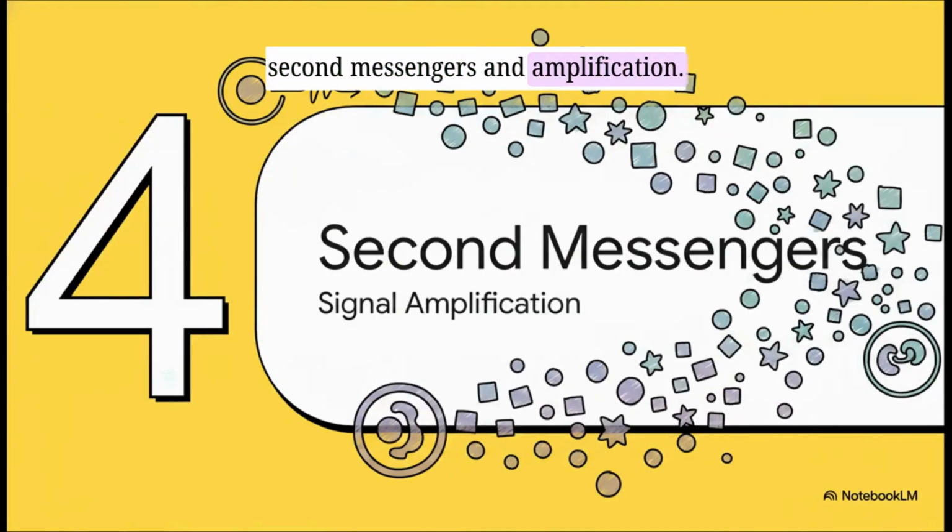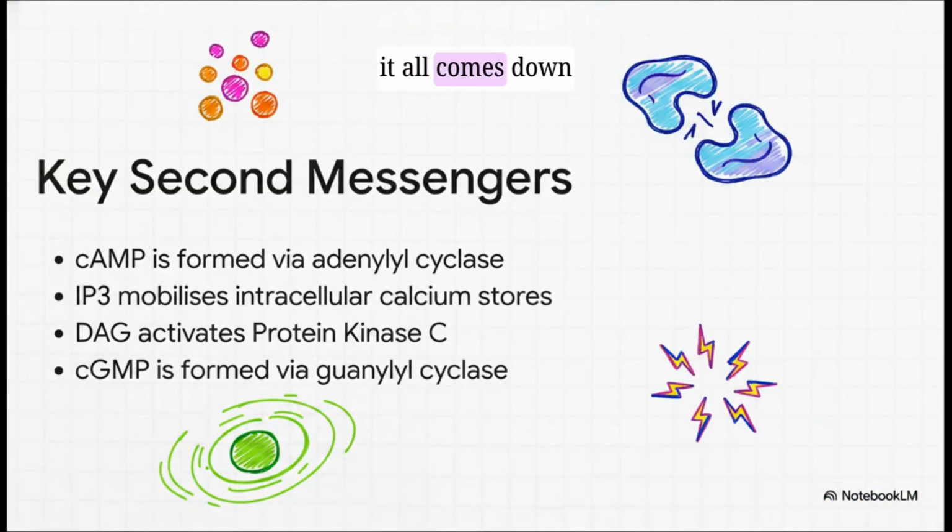Okay, part 4. Second messengers and amplification. The big question here is, how do these tiny initial receptor interactions actually translate into such widespread cellular changes? Well, it all comes down to the second messengers. These are the high-yield molecules you must have memorized. We've already talked about cAMP, IP3, and DAG, but you also really need to know about cGMP. For instance, nitric oxide activates guanylyl cyclase to form cGMP, which leads to profound vasodilation. That specific pathway is the exact target for drugs like nitrates and sildenafil.